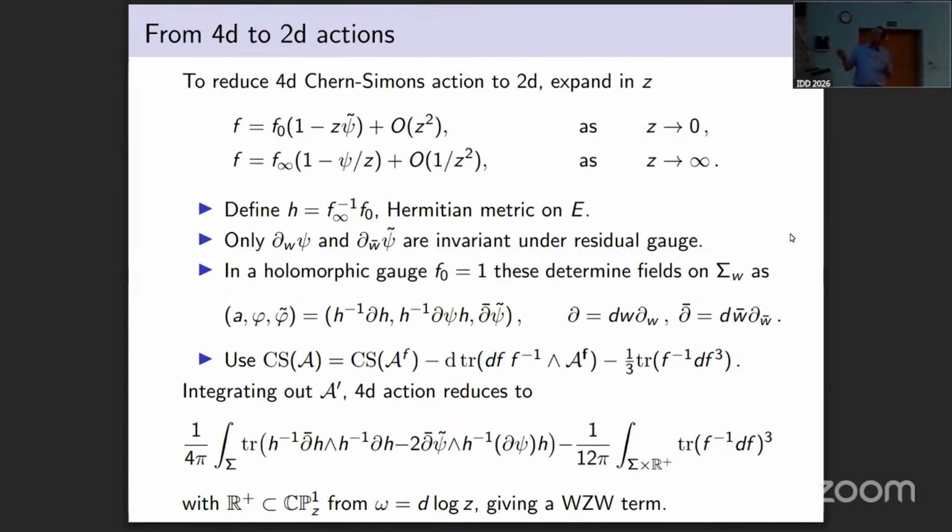We can now substitute that into the action and reduce the action. And what we end up with is this. Well, as it stands, it looks a little bit messy. We've got a term which looks like a harmonic map into the H matrices, and corrected by the psi and psi tilde terms. But we also get a F inverse dF cubed. So this ends up giving you a WZW term for the H.